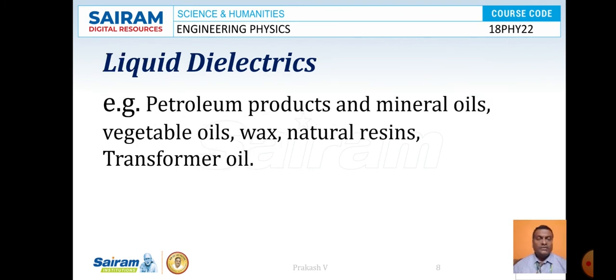Liquid dielectrics. So here the dielectrics are in liquid form. The best examples are petroleum products, mineral oils, vegetable oils, wax, natural resins, and transformer oil. So these were all the examples of liquid dielectrics.